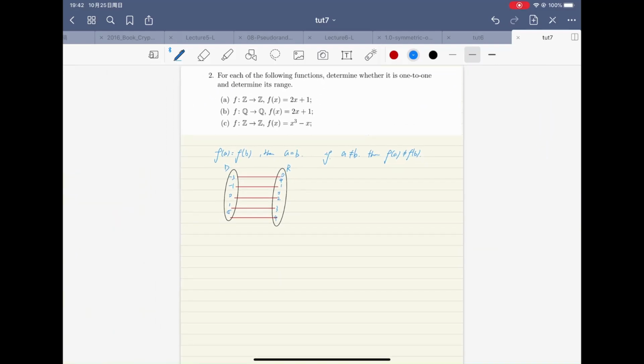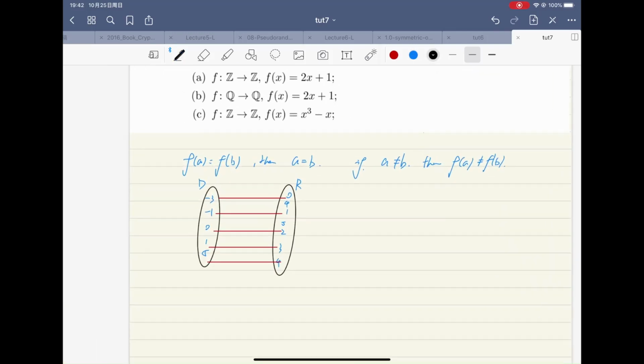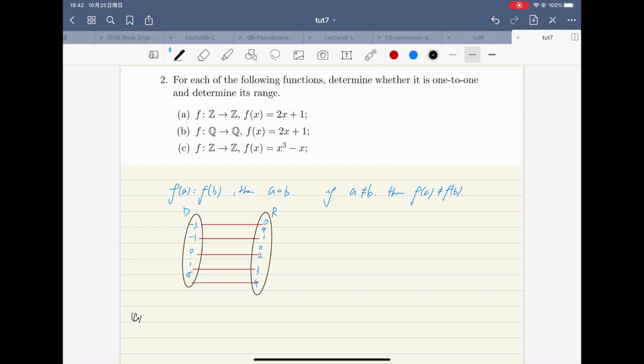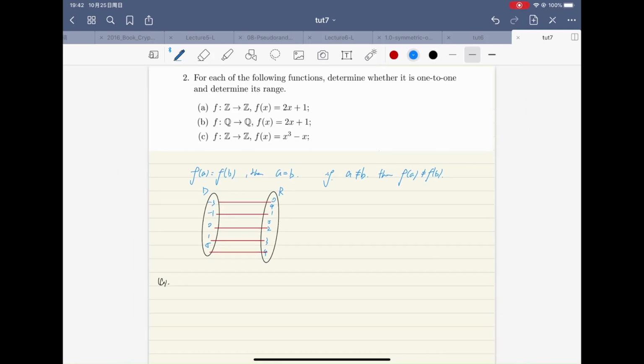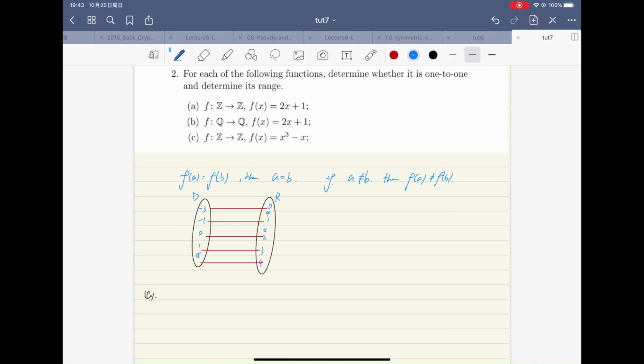So let's have a look at the question. What's a? For function a, we have f from integer to integer. We have f(x) equals 2x plus 1. If we have a and b integers, if f(a) equals f(b), which implies 2a plus 1 equals 2b plus 1, and so a equals b, then the function is one-to-one, right?